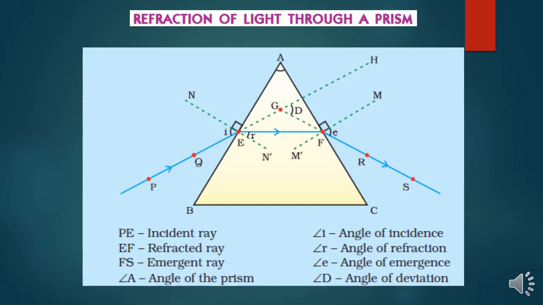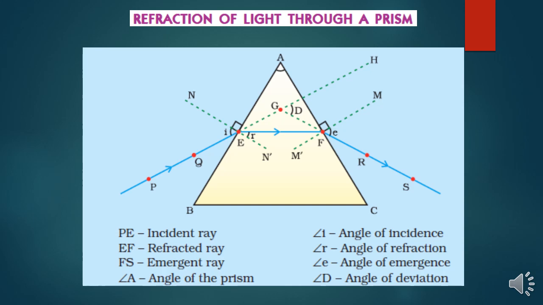So once again, ray PE is the incident ray. At point E, as the medium changes, the direction of the ray changes. So EF became the refracted ray. Again at point F, the medium changes. So the ray FS that emerged out of the face AC is known as the emergent ray.